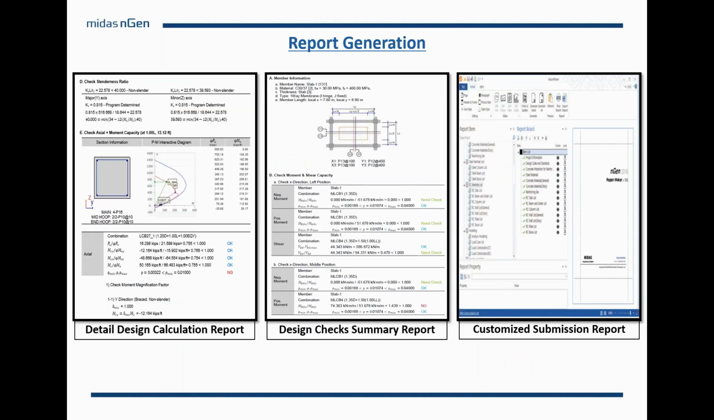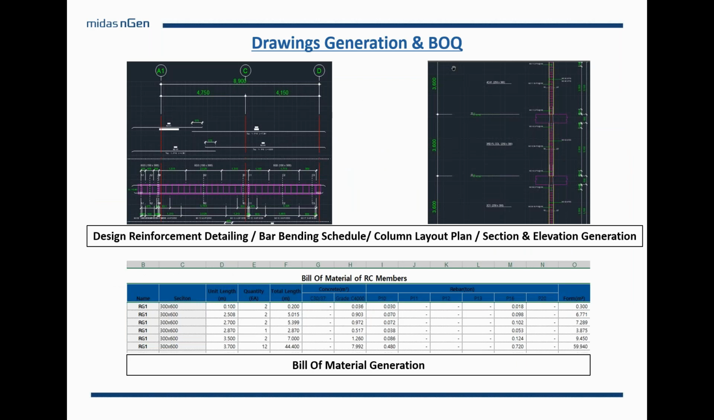Then report generation is available in the form of Word files. You get a summary report as well as a detailed design report and a project report generated by the program using Report Maker. When it comes to drawings, we get the design reinforcement detailing and the bar bending schedule for beams as well as for the columns, and we can get the information in the form of drawings for slabs and foundations as well as walls. Then further coming to bill of material, Excel sheet output is generated by the program for both RC as well as steel members.